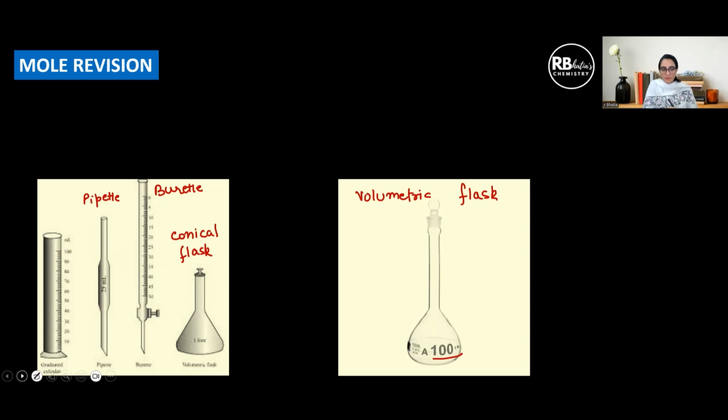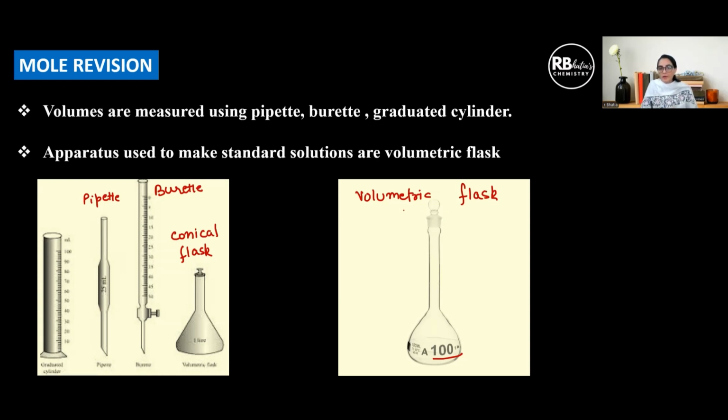And remember, a volumetric flask is used to make standard solutions. And what are standard solutions? Standard solutions are those whose concentration is known. All this is NCERT. Important questions, children. Which apparatus is used to make standard solutions? Volumetric flask. And volumetric flask has one single graduation. When you fill liquid till here in this, the total volume is going to be 100 ml or the volume that is mentioned on this bulb.